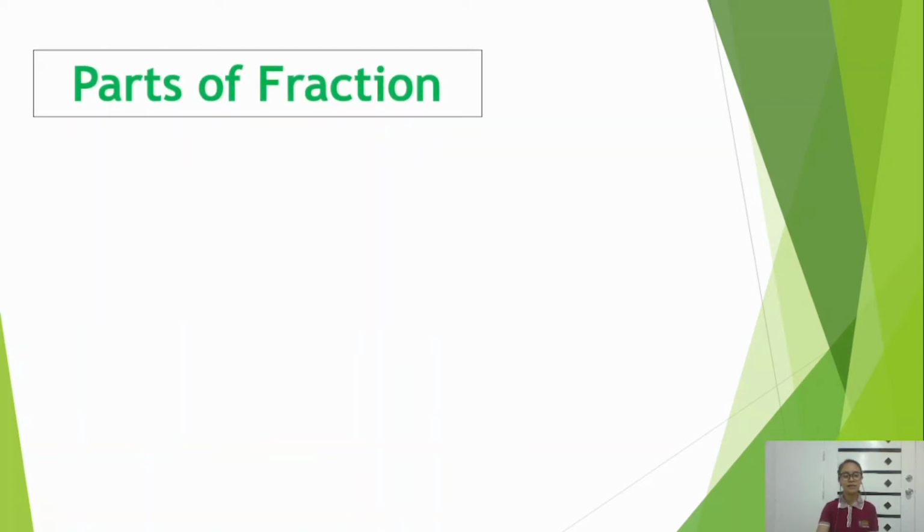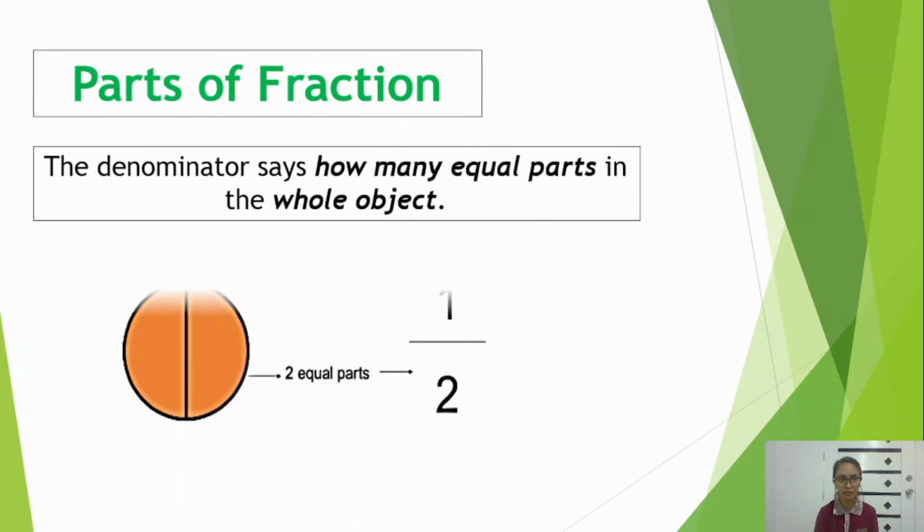Now, let us have the other part of the fraction, the denominator. The denominator says how many equal parts in the whole object. How many equal parts? Kumbaga, yung pinakakabuuan, ilang parte siya. The given example there is a circle. Tapos, yung circle ay hinati sa dalawang equal parts. So, our denominator is 1, 2, which is 2.